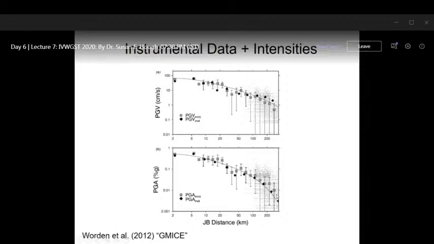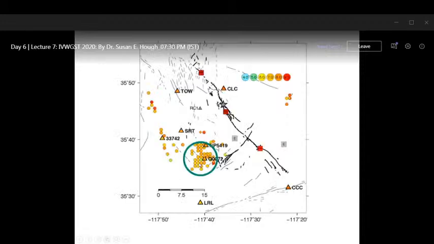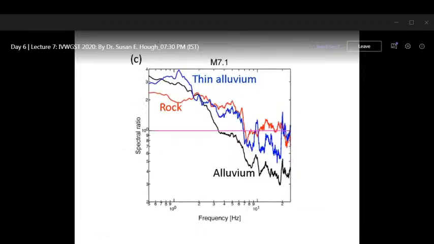So this is the county of Ridgecrest. This shows that the intensities were only 6 to 7. Here's the magnitude 7. Here's the magnitude 6.4. This fairly low level of intensities is consistent with these modern predictions.